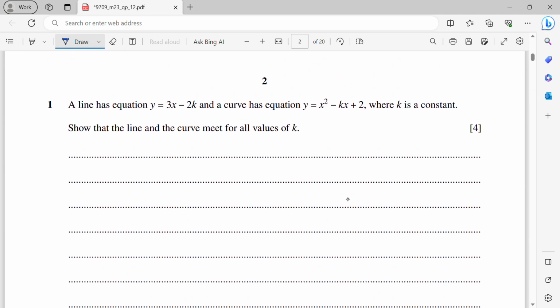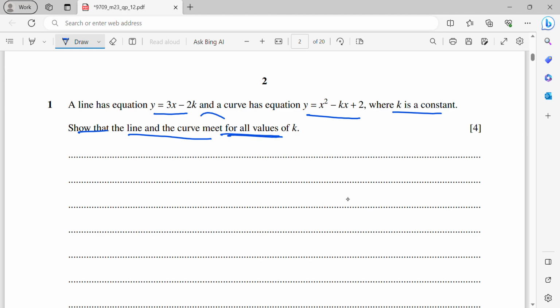So for question number 1, a line has equation y equals 3x minus 2k, and the curve has equation y equals x squared minus kx plus 2, where k is a constant. Show that the line and the curve meet for all values of k.